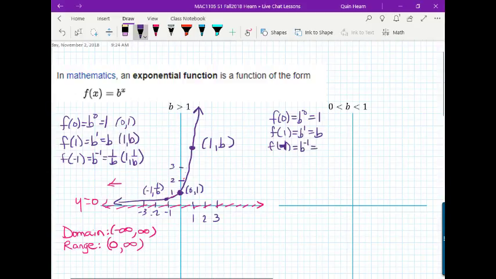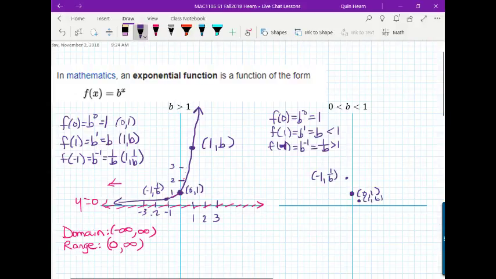So b to the negative 1 is still 1 over b, but of course, if your number is smaller than 1, like 1/2, when you flip it over, you get a larger number than 1. So b is less than 1, and 1 over b is greater than 1. We have to keep that in mind when we're graphing here. So (0, 1), let's say, is right here. (1, b) is going to be somewhere down below that because b is a number between 0 and 1, so the y value is small. And then (-1, 1/b) is going to be a number greater than 1, maybe up here somewhere.